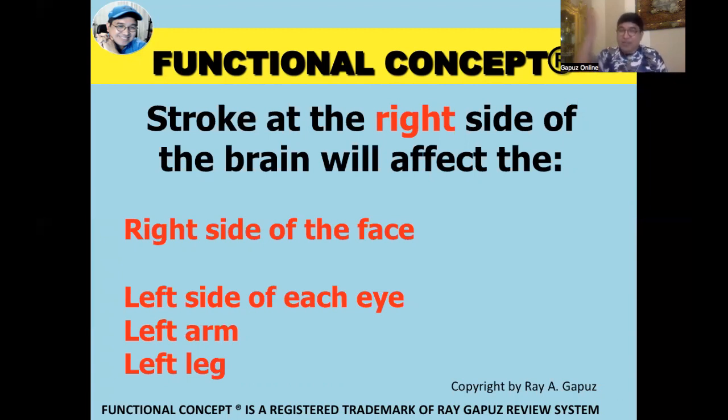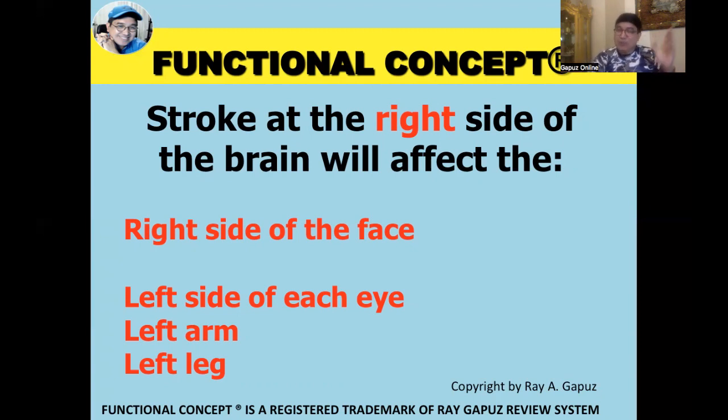Therefore, if the patient has a right brain stroke, you will need to put the call bell on the right side because the left arm may not be able to press it. It's the right arm that they can use to call on the nurse whenever they need assistance.